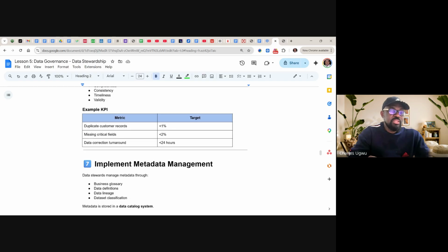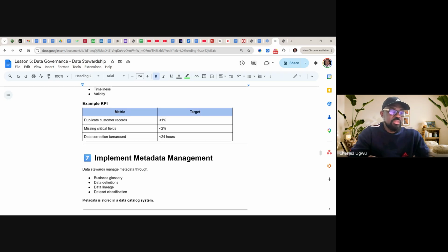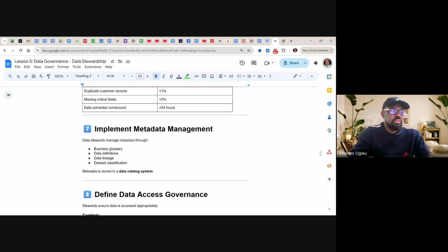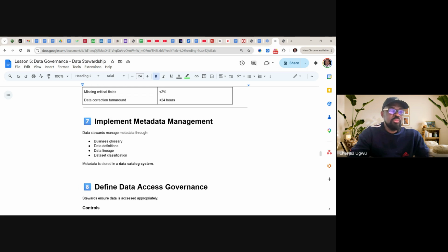Then implement metadata management. The data steward manages metadata through business glossary, data definition, data lineage, and data set classification. Say that metadata is stored in a data catalog. So that is a standard. You must build a catalog and store it there. That's how you manage all the data. And then define access.